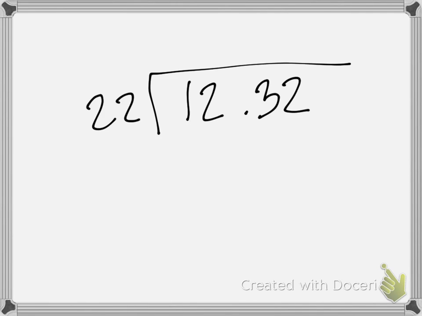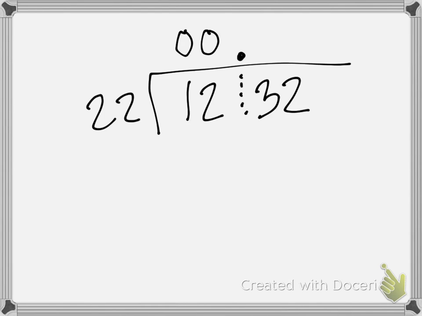Look at this one. Is our answer going to be less than 1 or greater than 1? Less, exactly, because our divisor's bigger. We bring up our decimal. How many times does 22 go into 1? 0. How many times does it go into 12? 0.